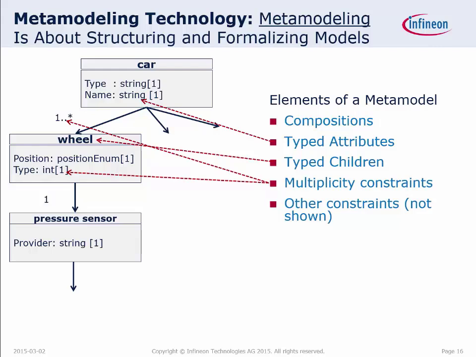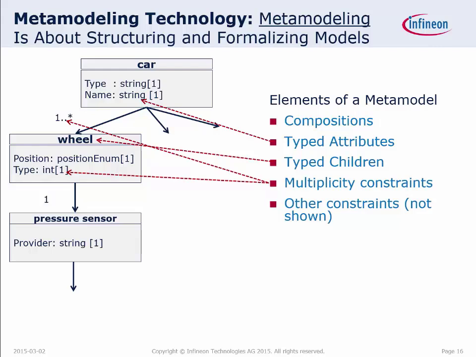That's why you have this multiplicity constraint, which says we need 1 to star wheels. Better, of course, would be 4 wheels for a car, but maybe it's a different car. Maybe it's a car with 6 wheels. Who knows? Then the position would be an enumeration type, because an enumeration would say the position might be left, right, back, and front, or something like this. Provider can be a string, and like this, you just tell how your data structure is. So how your model should be structured. This is the metamodel.